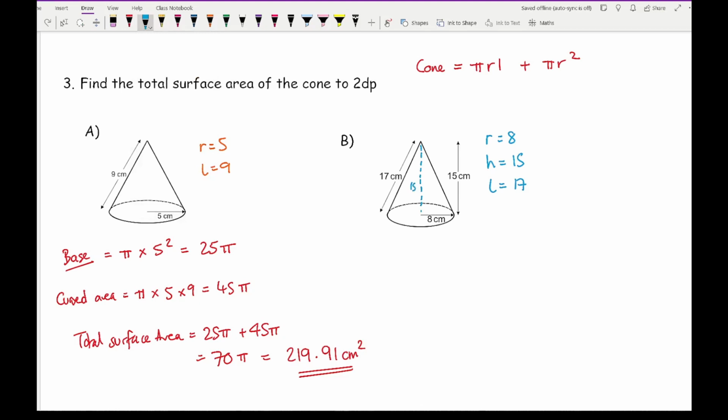So I know that that's 15, the base is 8, so A and B are 15 and 8 respectively, and C is going to be the slanted side. So I could use Pythagoras to work out what that L value is, but in this question they've given it to me.